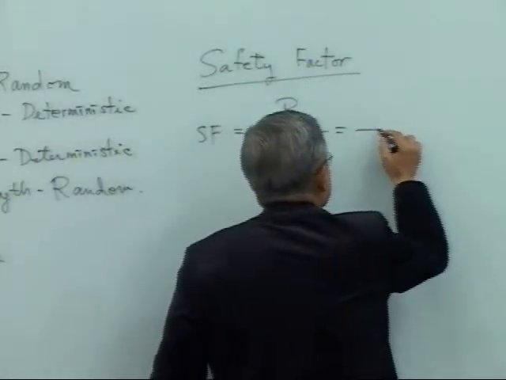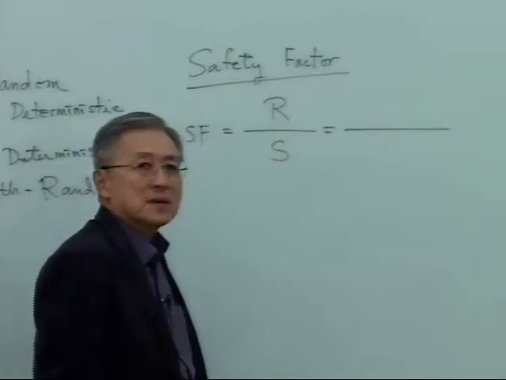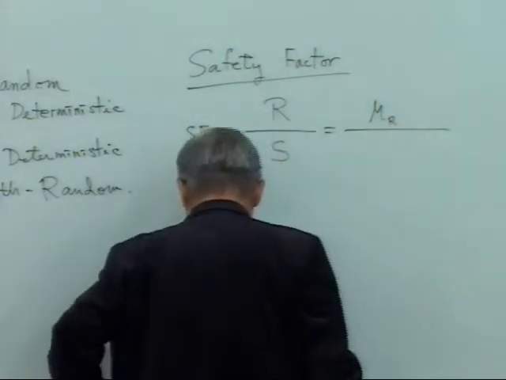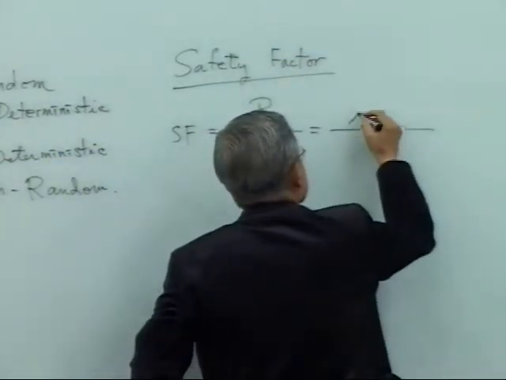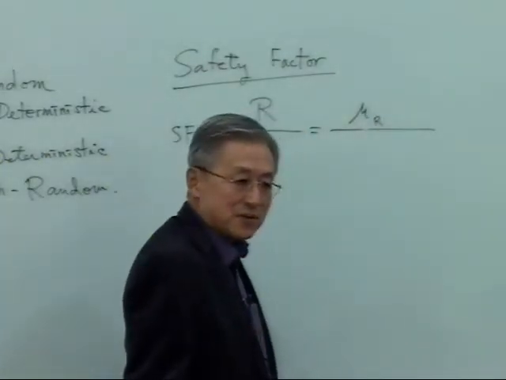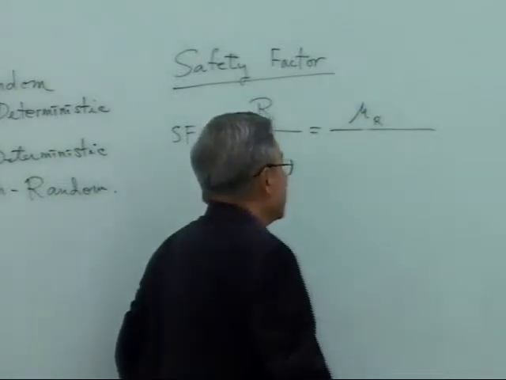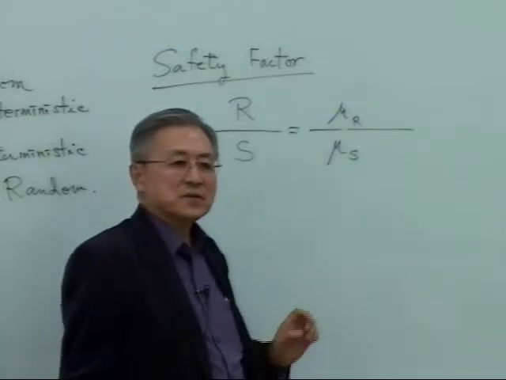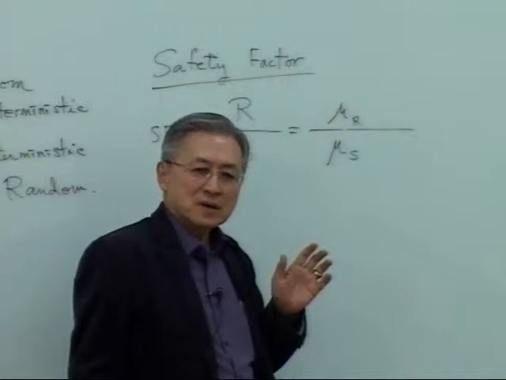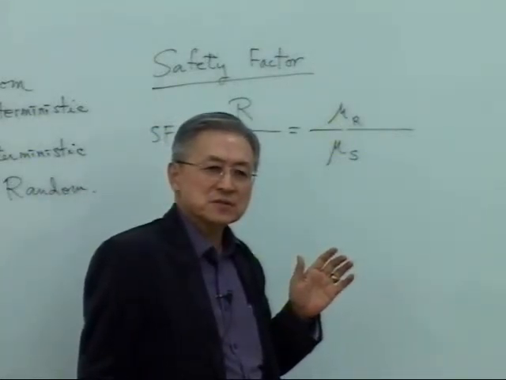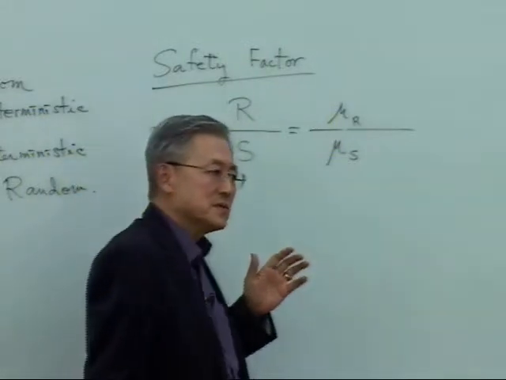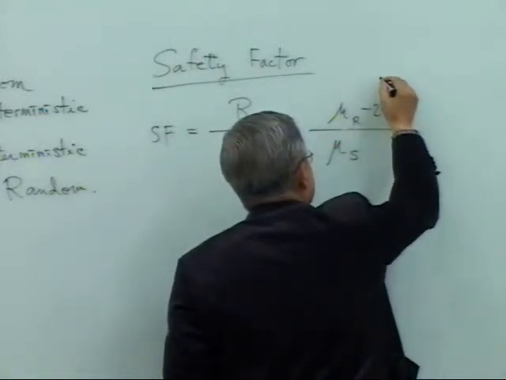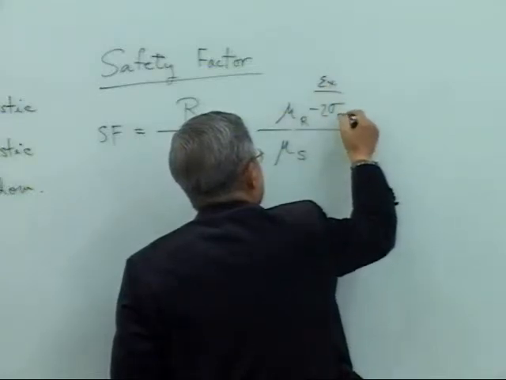And in the conservative sense, people define it this way. This is mu, what's mu in our notation? It's the mean value. So mu S, and this is mu R, the mean or expected value of the resistance. Well, let's play safe, so I want to take away maybe 2 sigma. This is just an example, 2 sigma R.